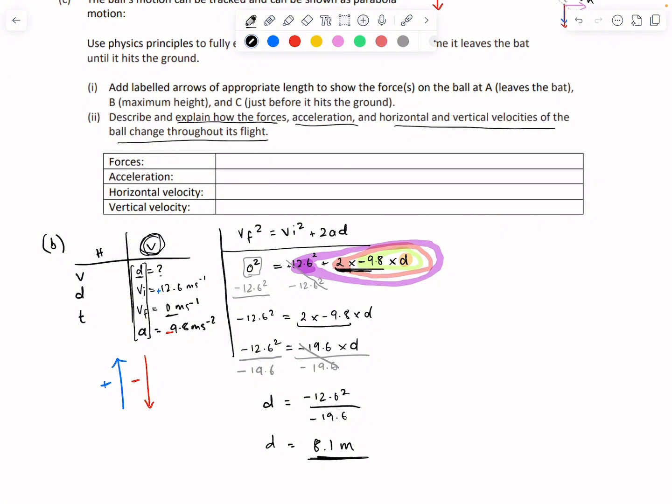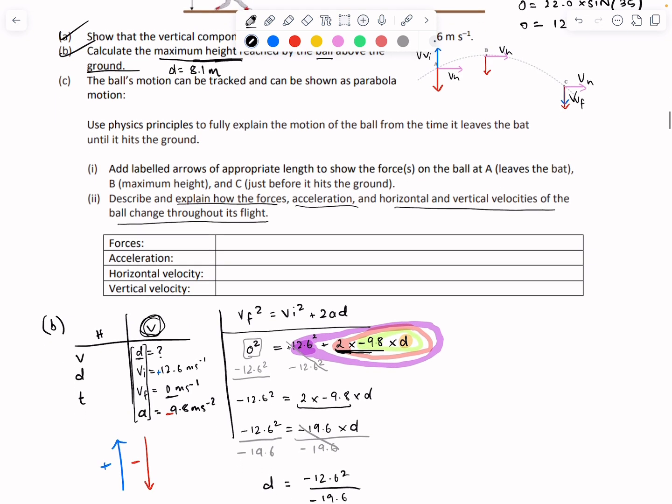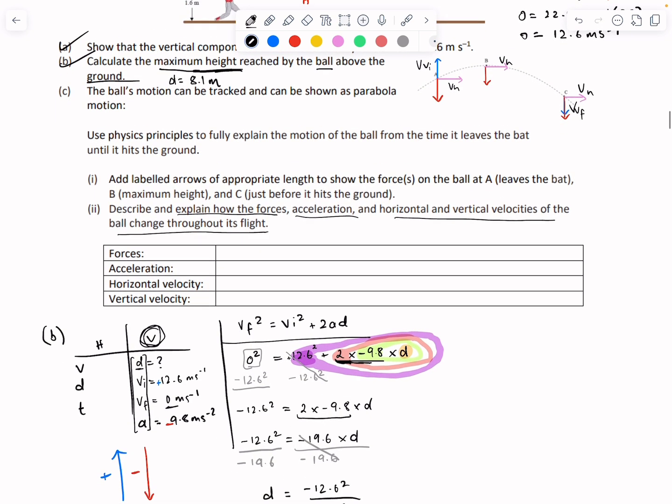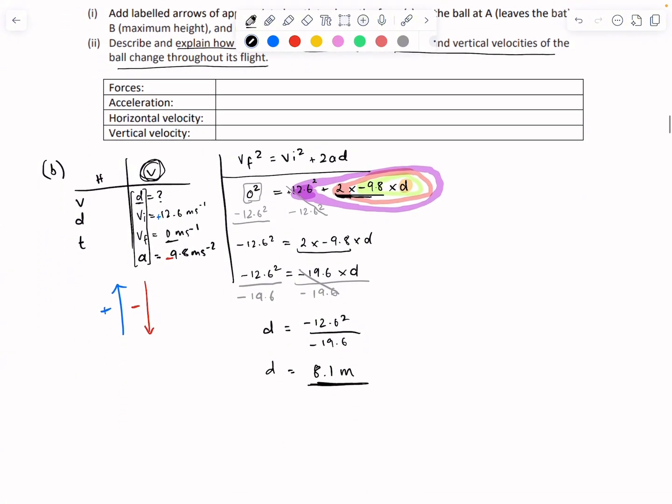Vertical velocity: I want to explain it at points A, B, and C. At point A, the vertical velocity is 12.6 meters per second. At point B, the vertical velocity is 0 meters per second. It's reached its maximum height, it's not going further. At point C, vertical velocity is constant but faster than Vi in the downwards direction. So there we have it.